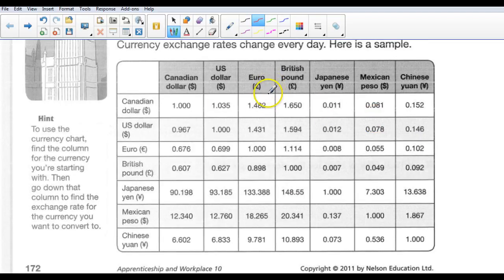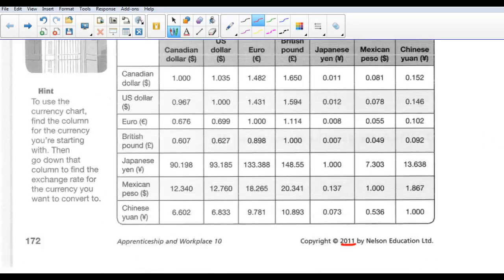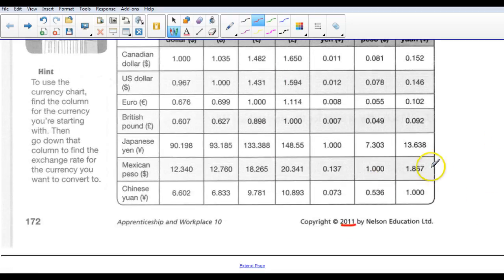Okay, so right below here you can see that we've got a chart showing the countries that are close to Canada and often places that Canadians travel, and what the exchange rates are, in the year 2011. Obviously they've changed, because as I mentioned up here, exchange rates change daily, and this was done in 2011.